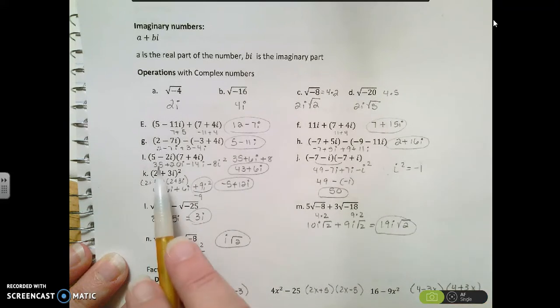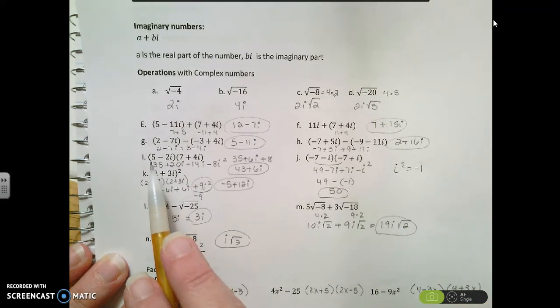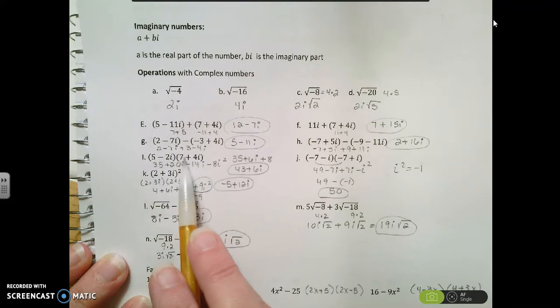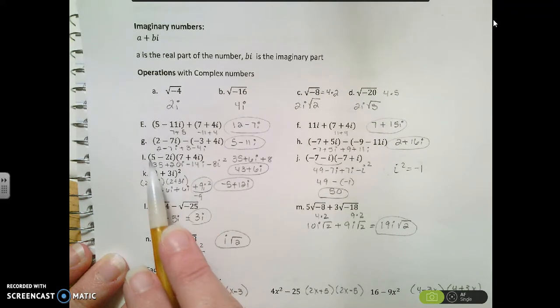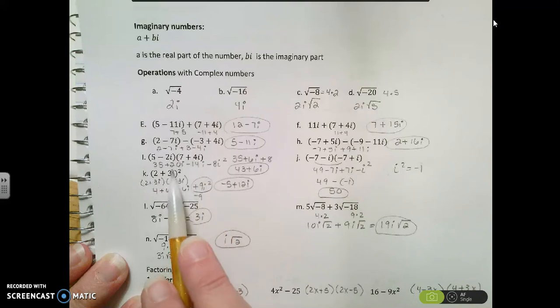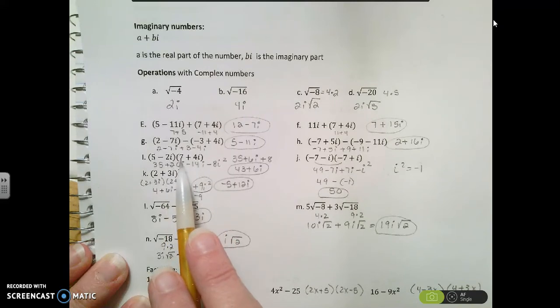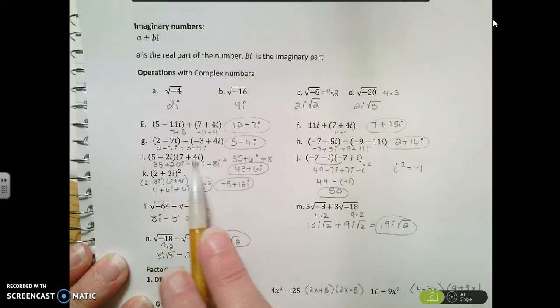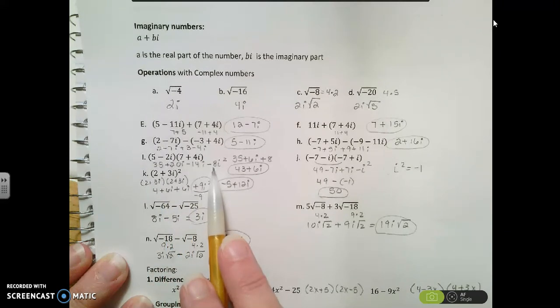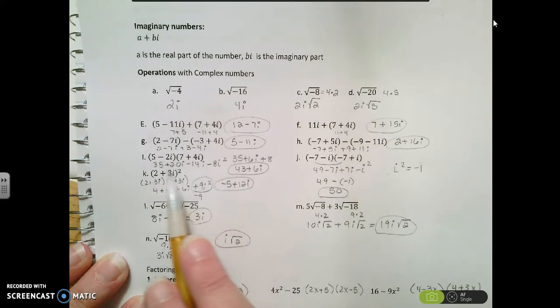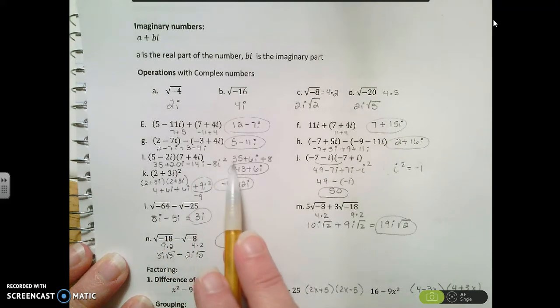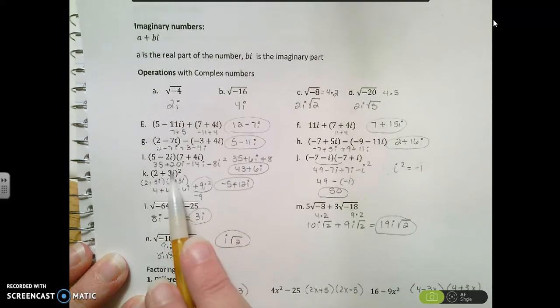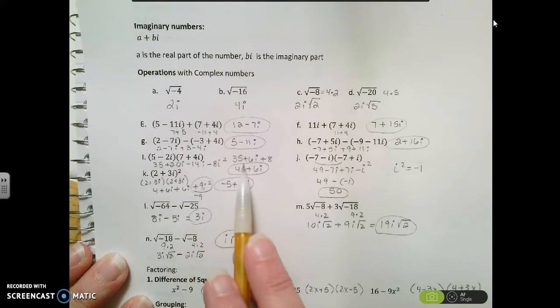So when I'm dealing with multiplication of these two, I'm going to FOIL it just like I would any binomial. So 5 times 7 is 35. 5 times 4 is 20i. -2 times 7 is -14i. And -2i times +4i is -8i squared. So the 35 doesn't have anything to combine with. The +20 and the -14 becomes 6.